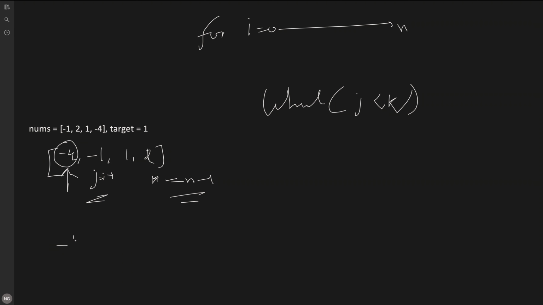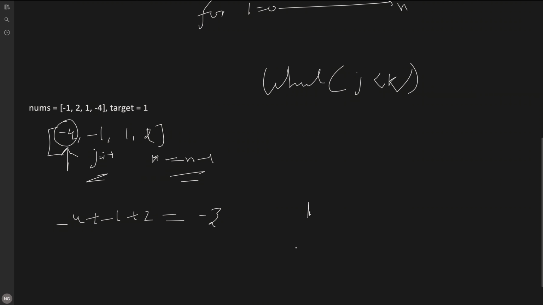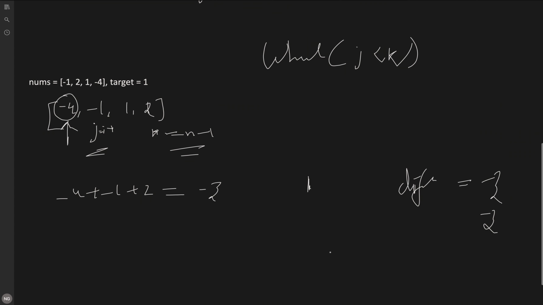So first, -4 plus -1 plus 2. This is the first sum, let me calculate, which is -3, and now we have target 1. So that is fine. Now our diff will be -3 and result is also -3. So initially diff and result will be -3. Now how do we move the pointers? We need to find out how we will move j and k.